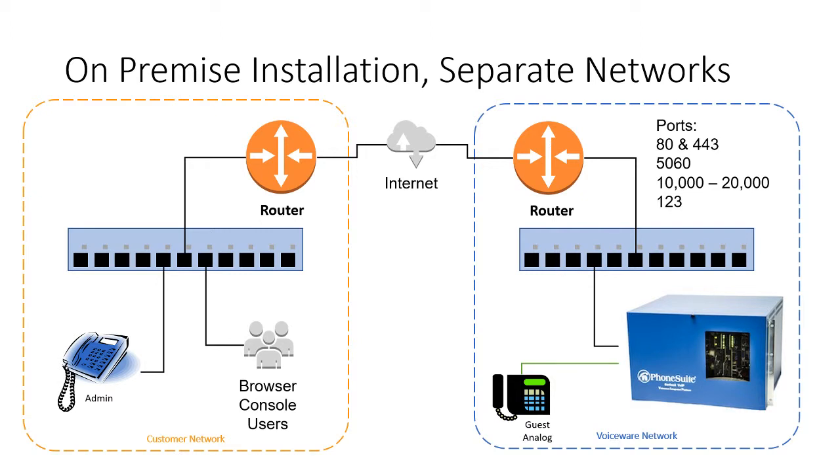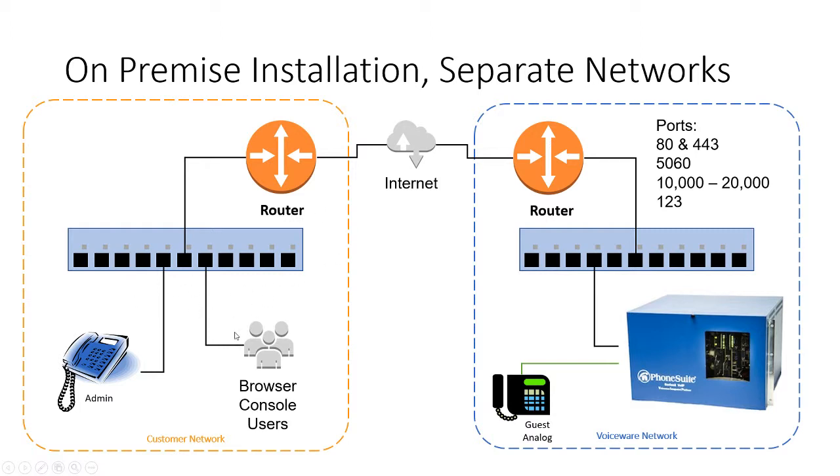The next installation we're going to look at is a little bit more complex, but a little bit more common. This is how most of our systems are installed if they're on-prem. You have two networks. The customer's network is over here, and the customer's network has the admin phones, the browser console users, aka the front desk computers, and all of their other equipment, printers, and etc. And that is a separate network that we're not allowed to install our equipment on. They've decided that for whatever reason they don't want additional equipment on that network for security reasons on their part. And that's fine. This is very common.